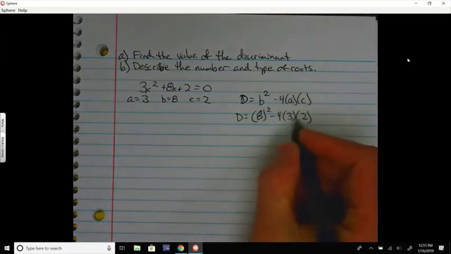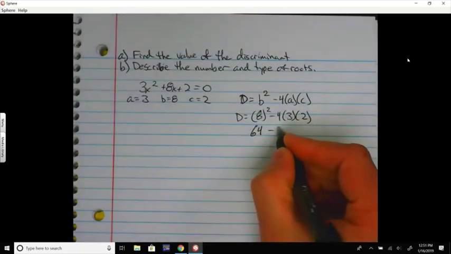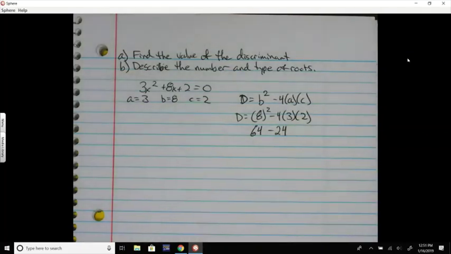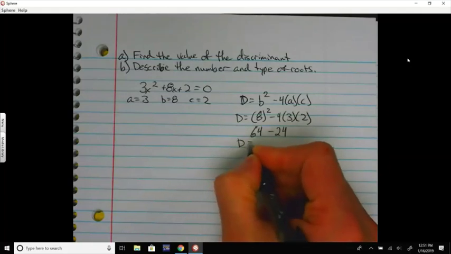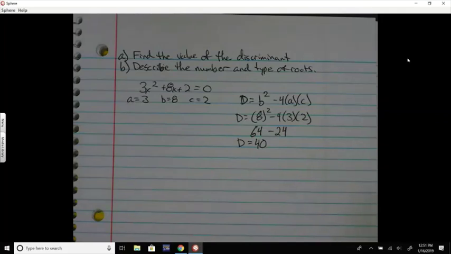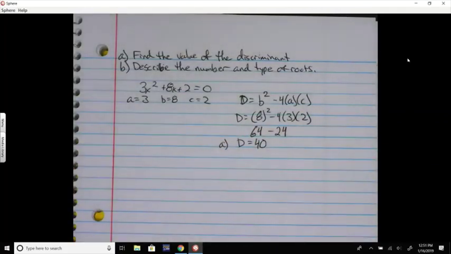I would do the multiplication parts first, so 64 minus 24. So we're going to get 40. That would be part A. Discriminant equals 40.